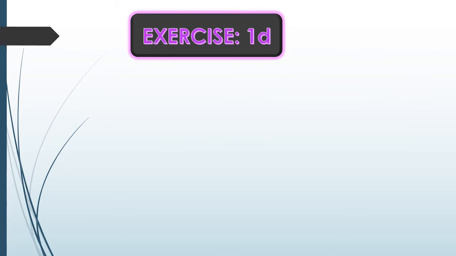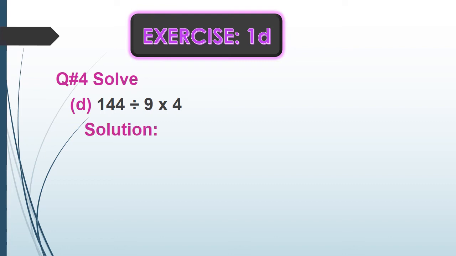Now exercise number 1D, question number 4, solve. Part D is 144 divided by 9 multiplied by 4. Let's see the solution. Here in this question there are two operations coming together, division and multiplication, and according to rule number 1, if they come together, we will start working from the left side, and on the left side here is the division operation. So we will divide 144 by 9. So by dividing them, we will get 16.